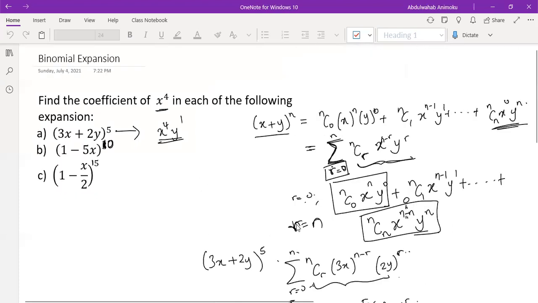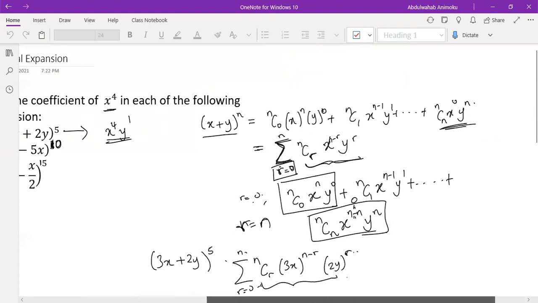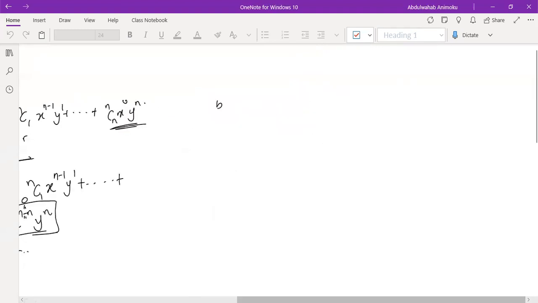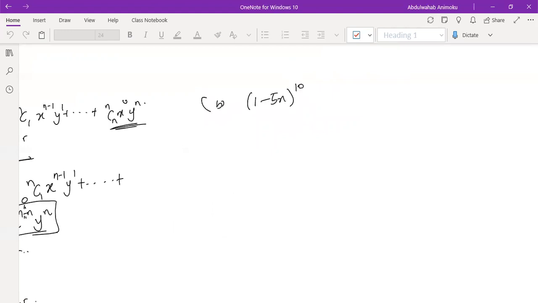Now we can use the same trick to get the second problem, 1 minus 5x raised to power 10. So the second one, 1 minus 5x all raised to power 10. Okay, how do we find the coefficient of x raised to power 4 here? So we note that each term in the expansion can be written as 10 combination r, the first term raised to power 10 minus r, the second term raised to power what? R. Don't forget.